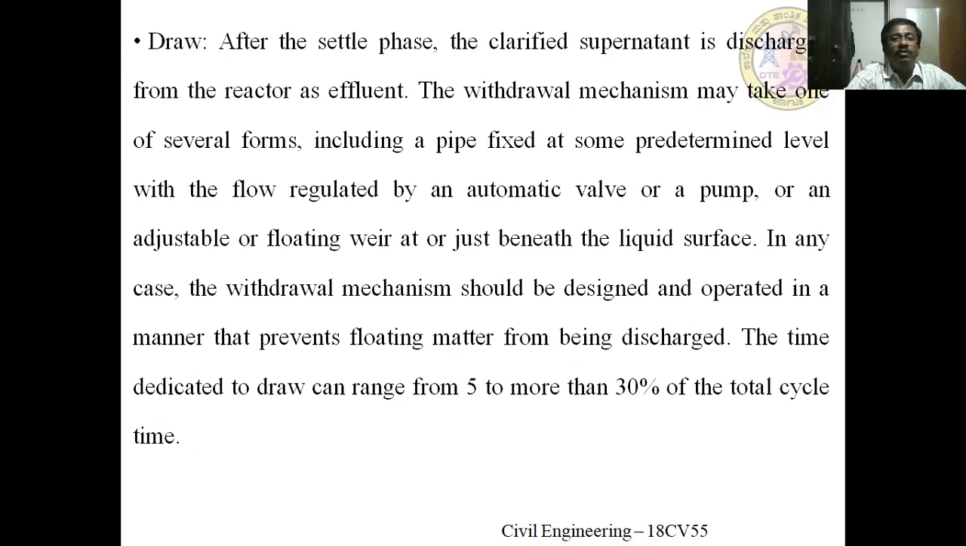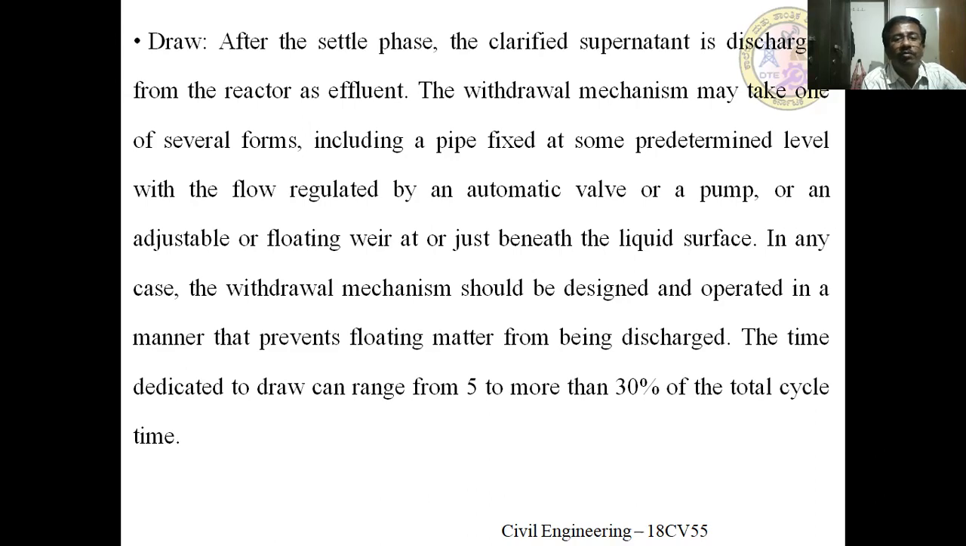The withdrawal mechanism may take one of several forms, including a pipe fixed at some predetermined level with the flow regulated by an automatic valve, or pumping from an adjustable or floating weir at or just beneath the liquid surface. Here, a number of pipes are introduced at different depths. So the supernatant after treatment is removed frequently or continuously using automatic control valves or a pumping system, depending upon the amount of wastewater being treated.